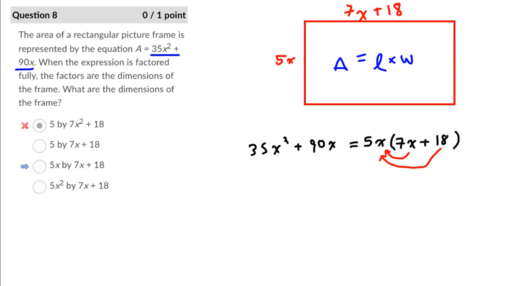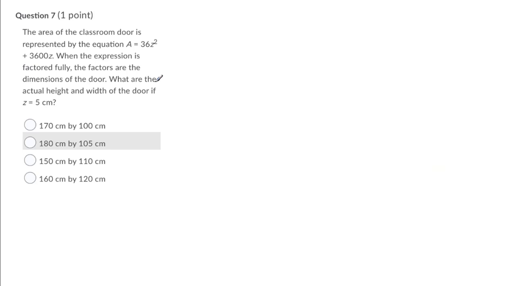So here's another question that another student asked, pretty similar. The area of a classroom door is represented by the equation A equals 36z squared plus 3600z. Now, realistically, doors are probably more made by like building spec regulations, but we're going to use this as kind of a simplified example. When the expression is factored fully, the factors are the dimensions of the door. What are the actual height and width of the door if z equals 5 centimeters?